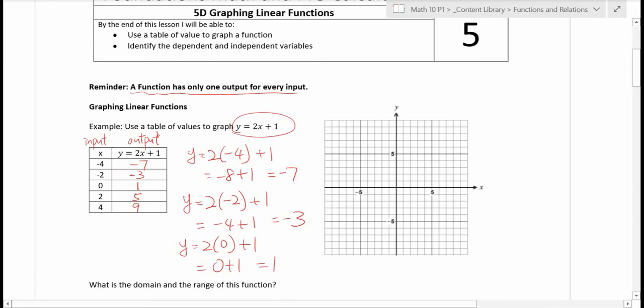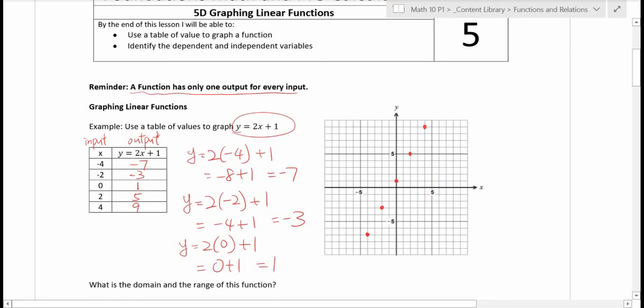Then we can plot the points. The first point would be -4, -7. So x being -4 is right here. You move 4 from the origin to the left, and the y value is -7, so you move 7 units down. And you just keep plotting the rest of the points. You have -2 and -3, that will be right here. 0, 1 is this point right here. 2 and 5, and 4 and 9.